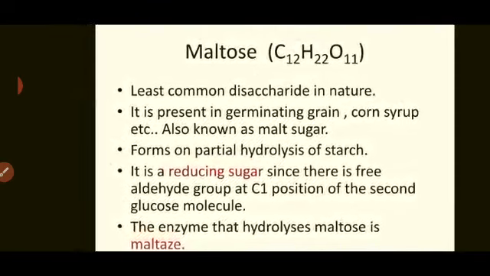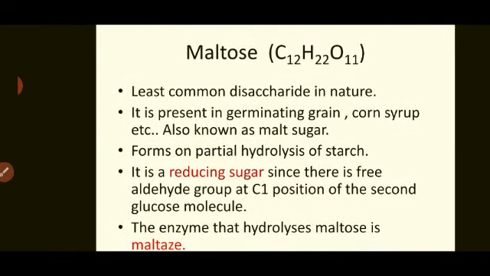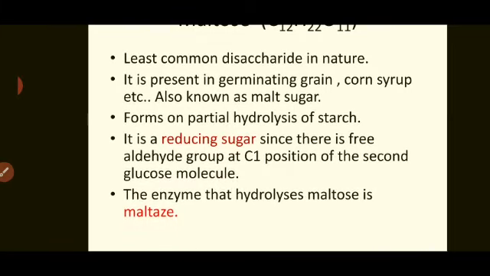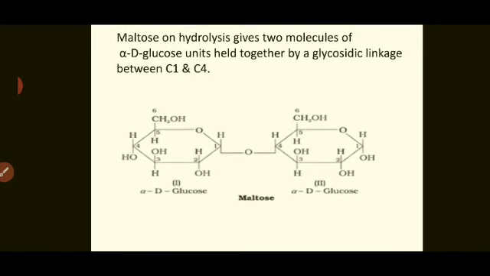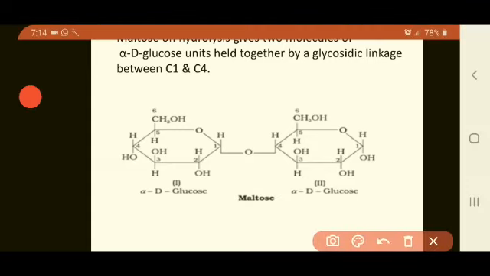It is a reducing sugar since there is a free aldehyde group at C1 position of the second glucose molecule. We have learned that sucrose is non-reducing sugar but maltose is reducing sugar. The enzyme that hydrolyzes maltose is maltase. Now this question can be asked for 1 mark also. Let us see the structure. Maltose on hydrolysis gives 2 molecules of alpha D glucose units.